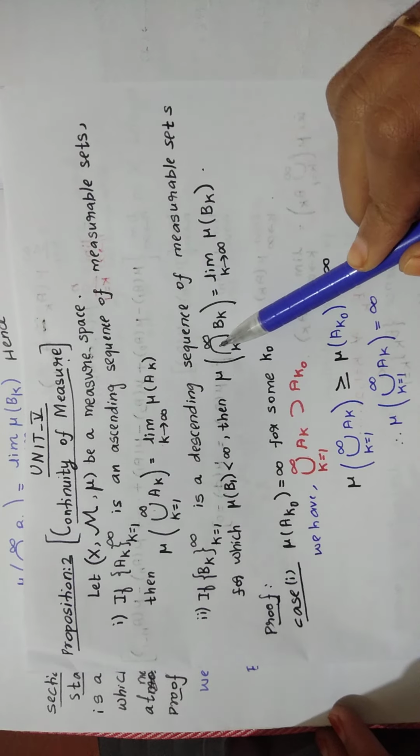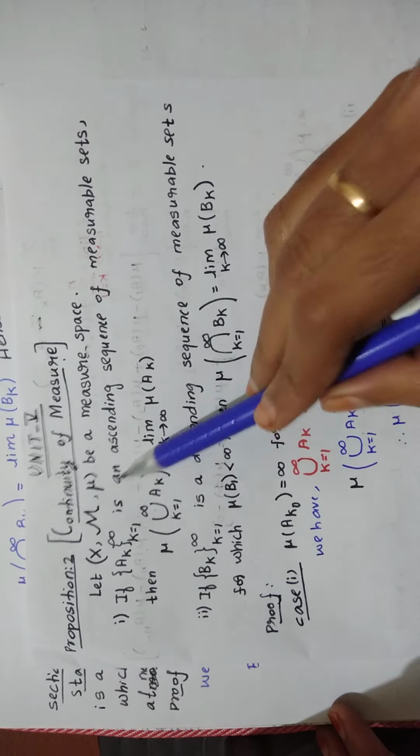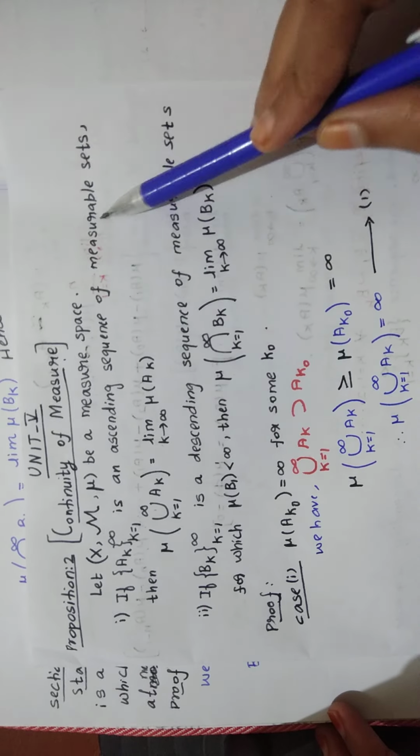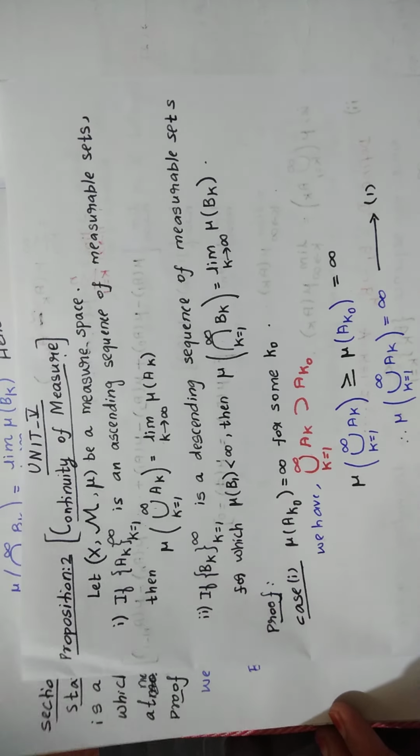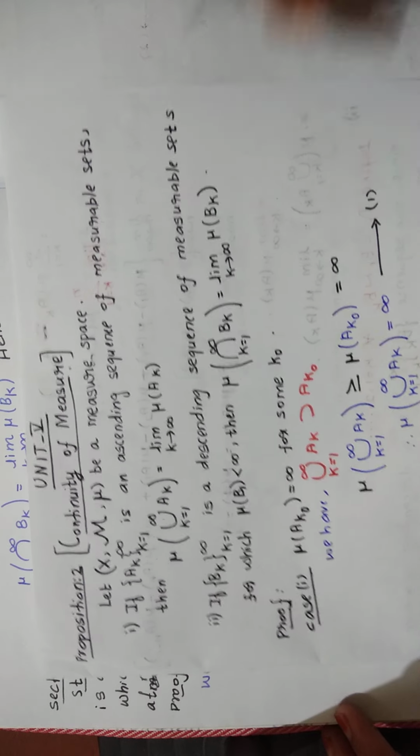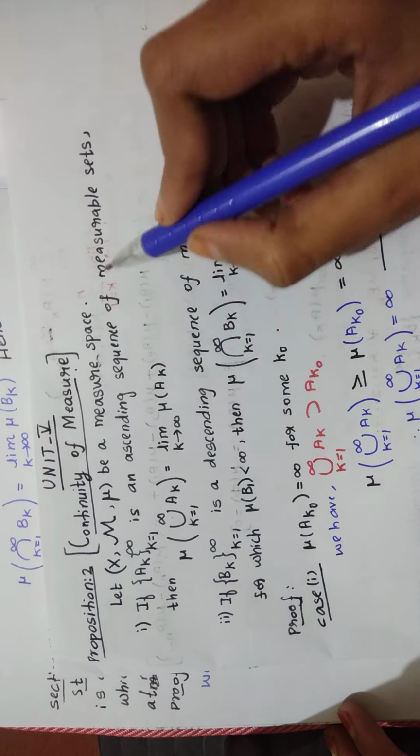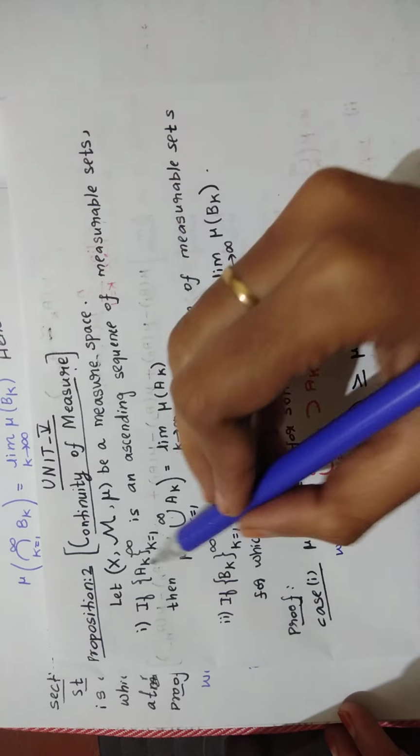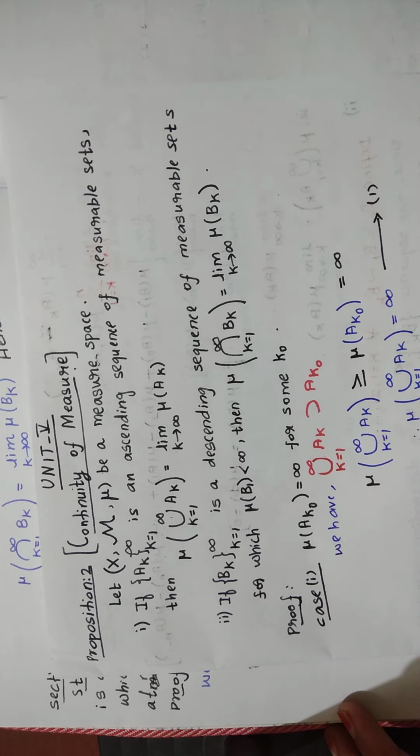The first condition is: if the collection A_k, k equal to 1 to infinity, is an ascending sequence of measurable sets. We all know what an ascending sequence is. What is an ascending sequence? It is from small to big, right? It means A1, A2, A3 till A infinity are measurable sets and they are arranged in an ascending order.